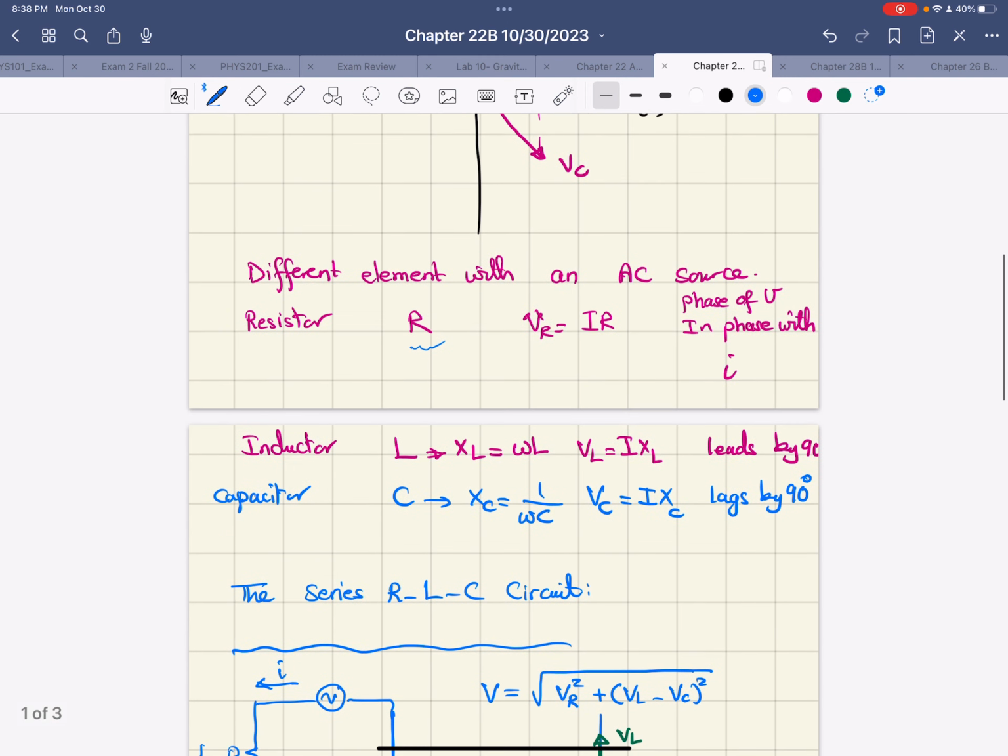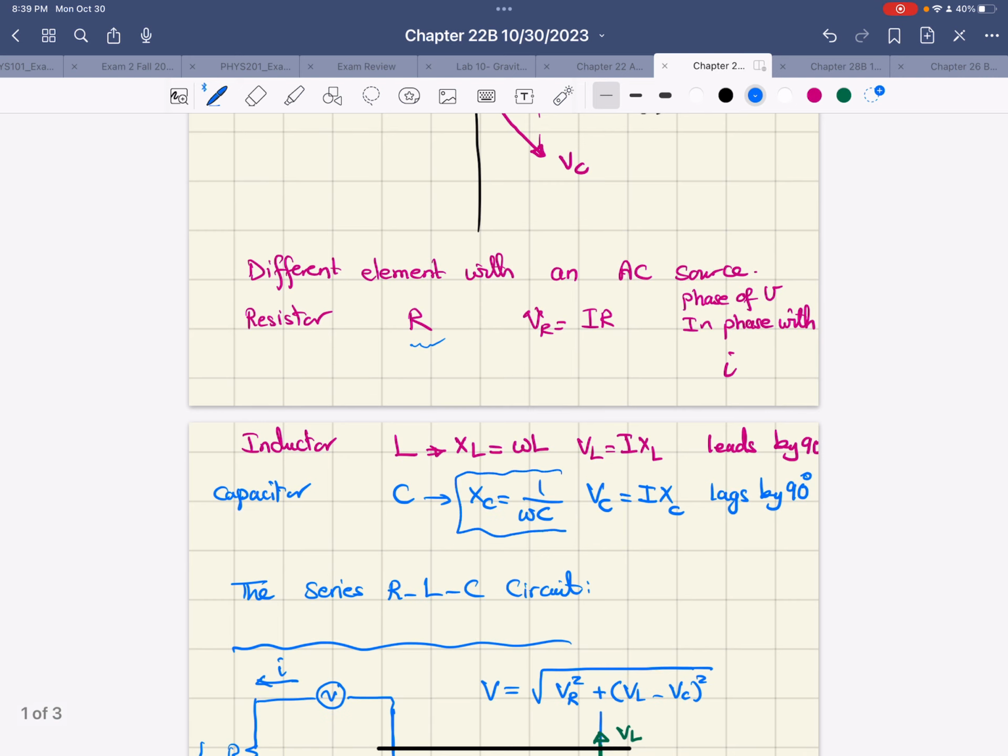For the inductor, for its resistance, or we call it reactance, it is XL equals omega times L, and VL is I times XL, and the voltage is leading by 90. For the capacitor C, we have the reactance XC, which is 1 over omega C, and VC equals I XC, and the voltage is lagging by 90.